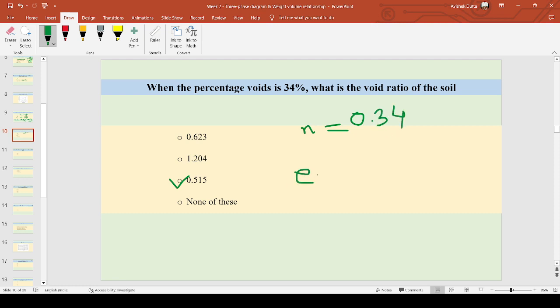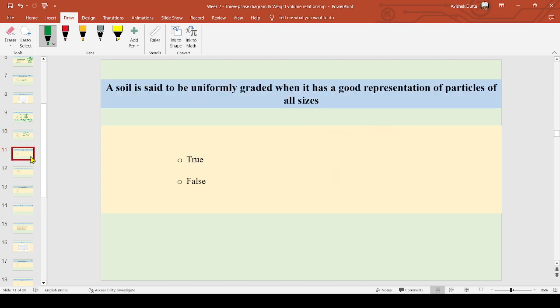e is equal to how much? 0.34 upon 1 minus 0.34. Yes, e is equal to n by 1 minus n. You put the value of 0.34, you get 0.515. So void ratio equals porosity divided by 1 minus porosity, in fraction. Okay, easy question. Next question.